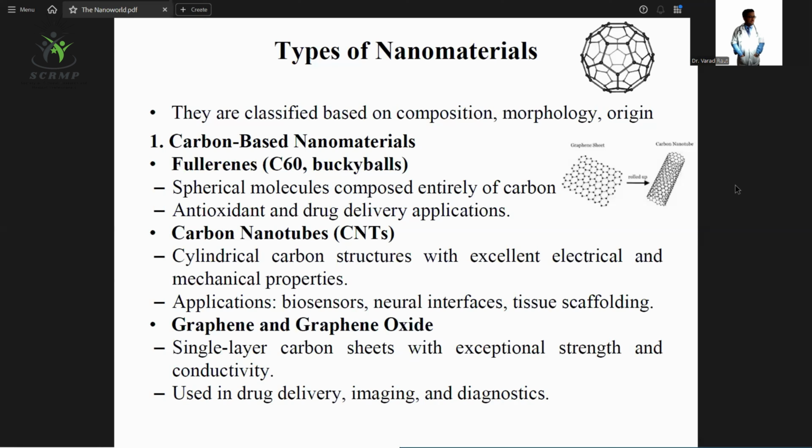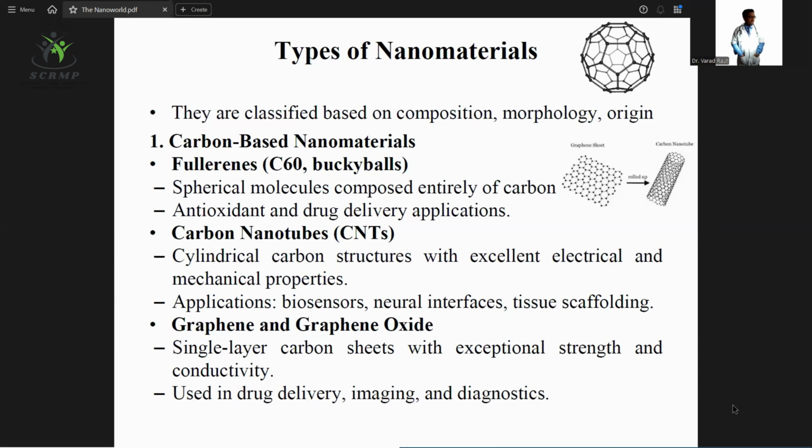The second carbon based nanomaterial is carbon nanotubes. You can see a cylindrical carbon nanotube on the right hand side below this football. They are cylindrical carbon structures with excellent electrical and mechanical properties. Due to these electrical and mechanical properties, they are widely useful in biosensors, neural interfaces, and tissue scaffolding. These are the applications. Mainly carbon nanotubes are useful in diagnostic parts, where they are very useful.